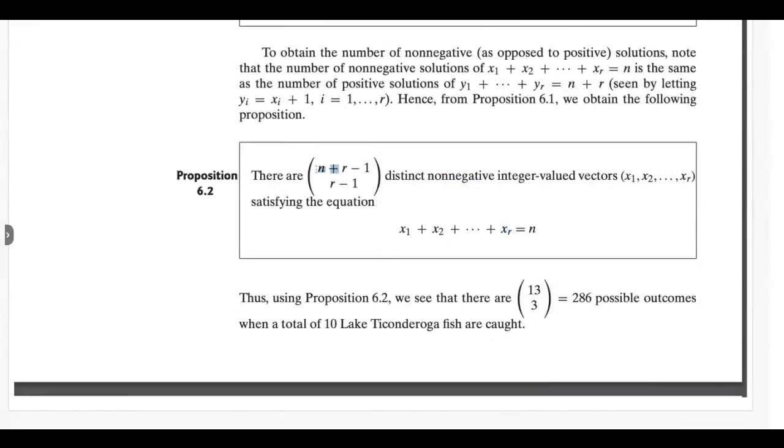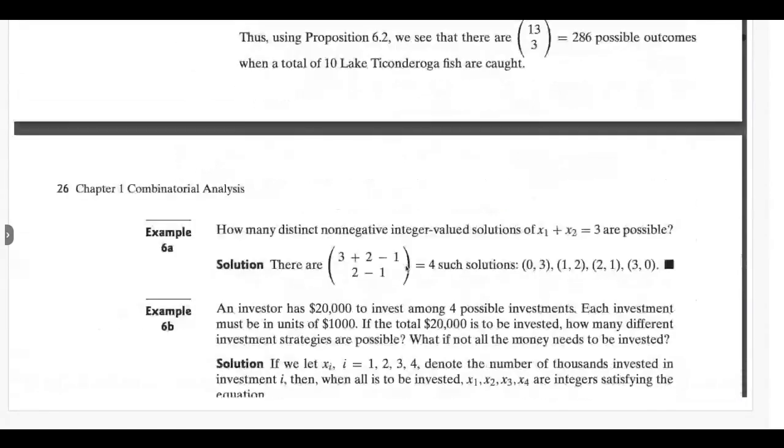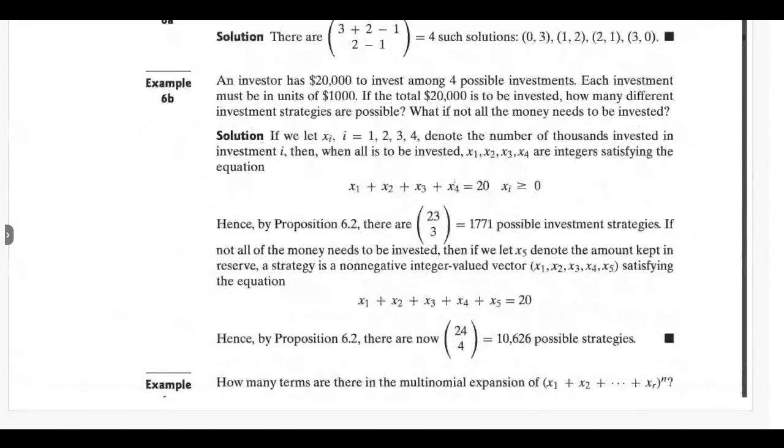That means we use this formula, n plus r minus 1, out of n plus r minus 1, choose r minus 1. So here, what's n? 20, right? Because each account is in 1,000 units. So 1,000 is one unit. So 20,000, how many units? 20 units, right? So that's why n is 20.